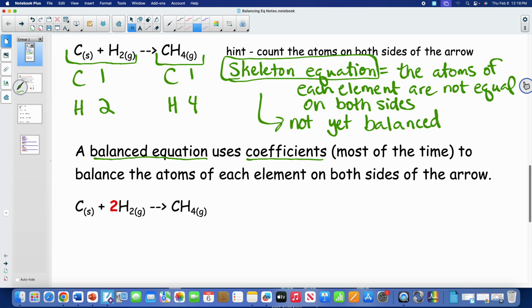Right, if you had this expression, which number would be your coefficient? 2. The 2, right? So the number that comes before or in front of that expression is your coefficient. The numbers that come before your chemical formulas are coefficients. Okay, so that's a coefficient.